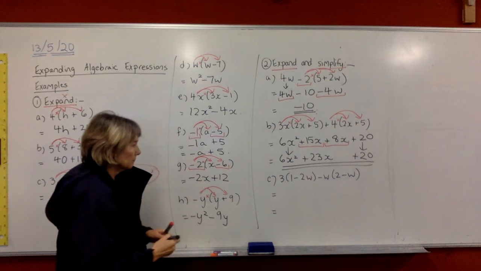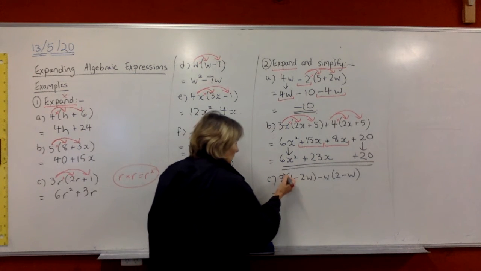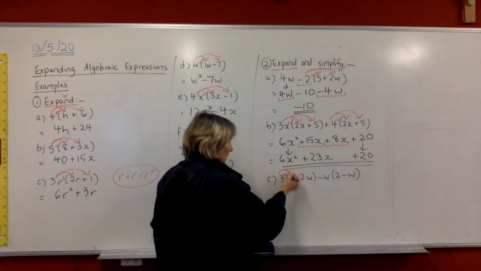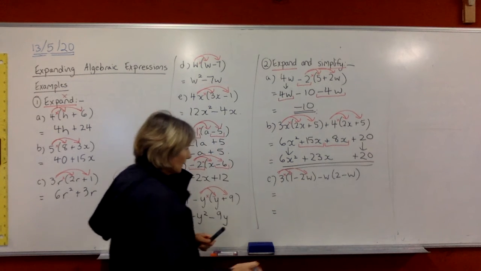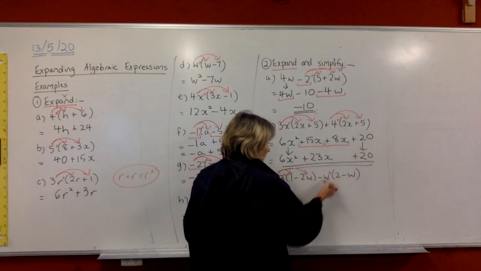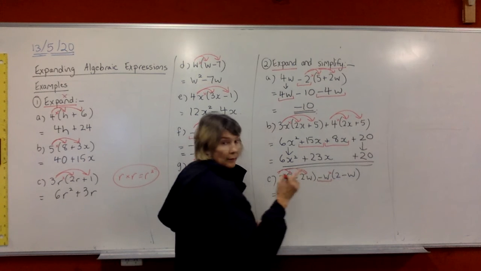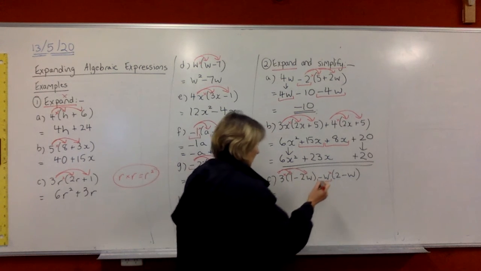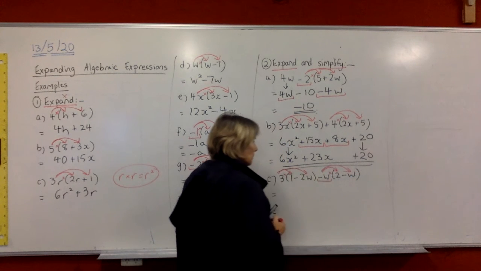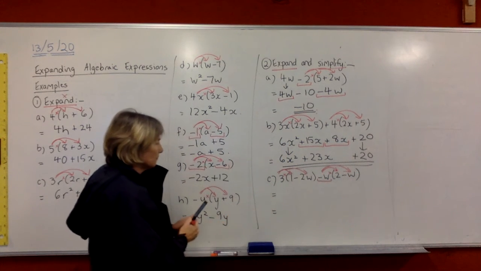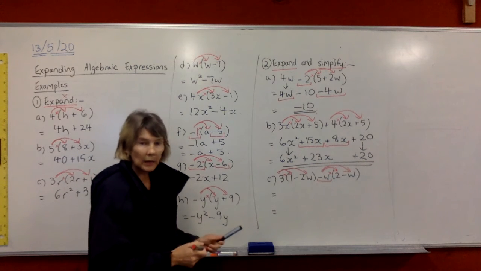Okay, last question. So we put a times between the thing outside the bracket and everything in the bracket. We draw arrows to it. This one we're multiplying by minus w. You have to be very careful with the negatives here. Multiplied by both terms in the bracket, draw the arrows in. Okay, I'm going to do it slowly.